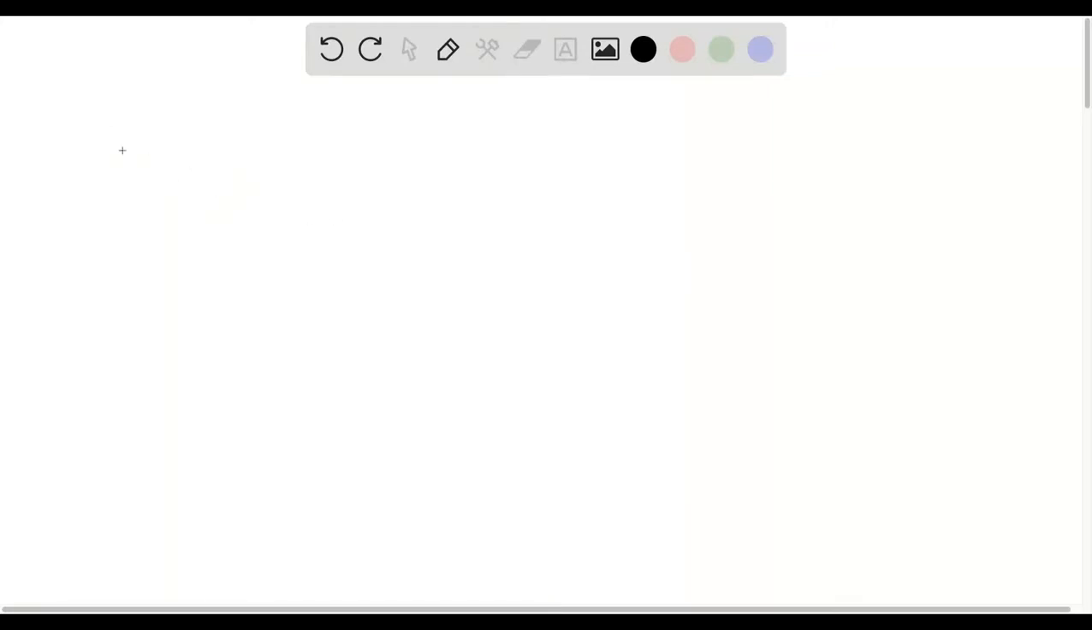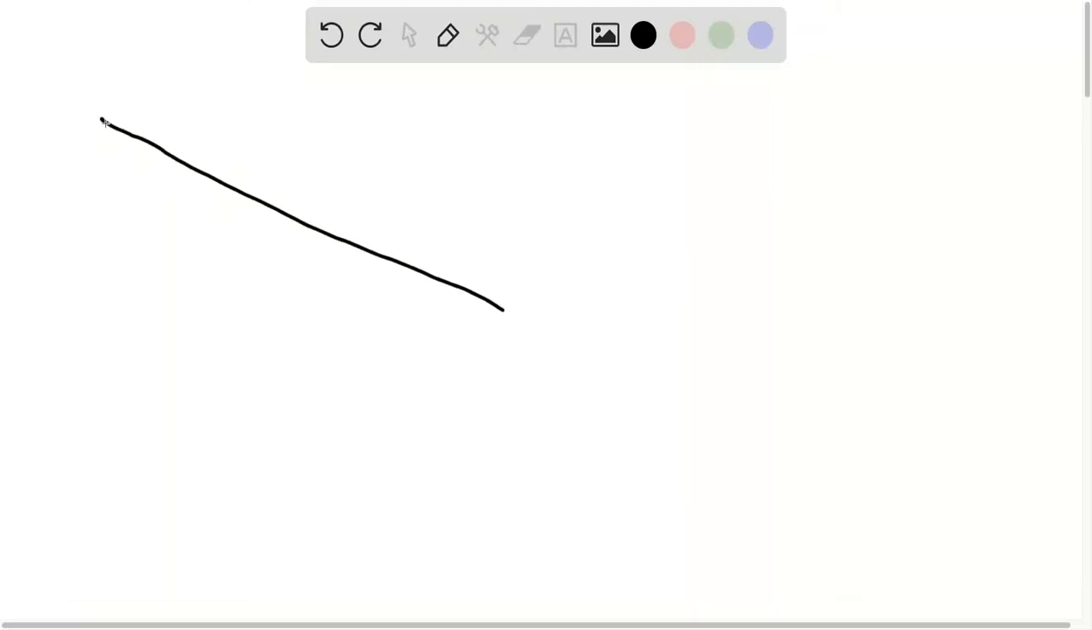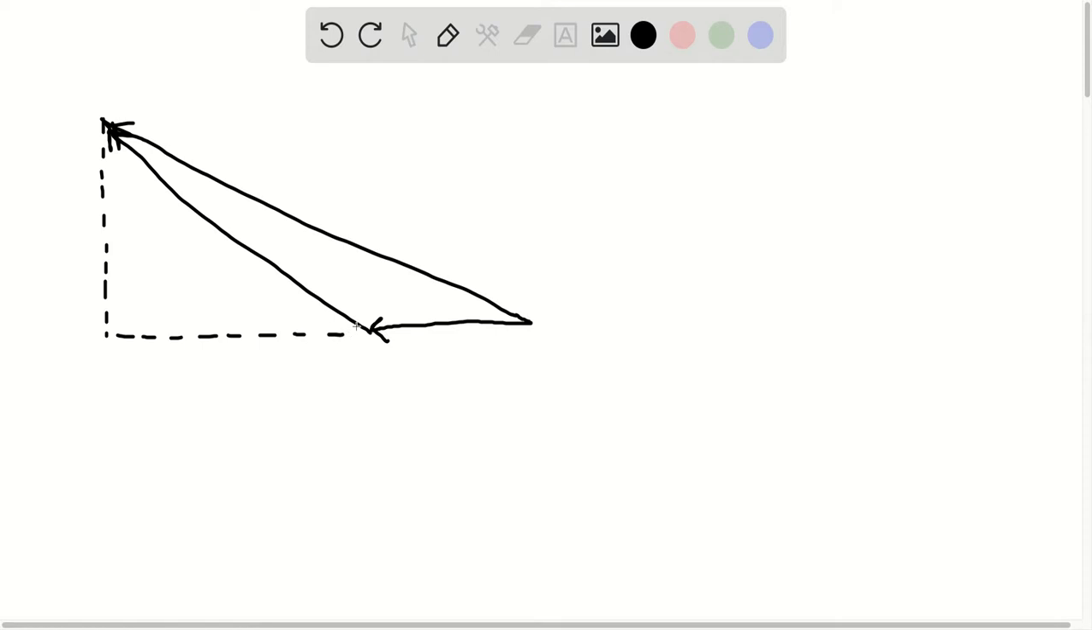So we can draw a quick diagram of the system here. This would be a quick diagram of the airplane traveling from city A to city C through city B.